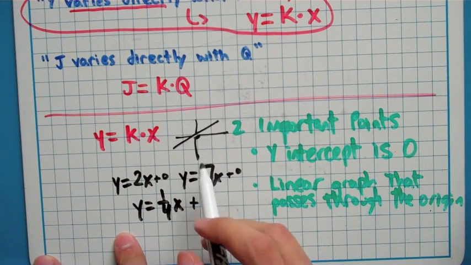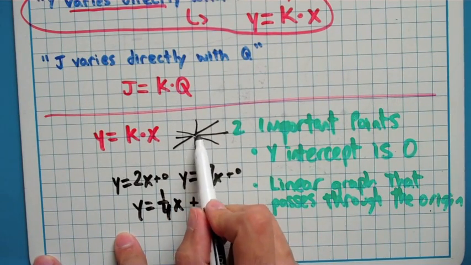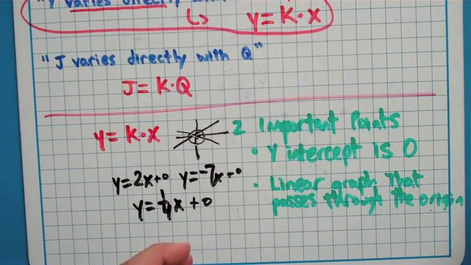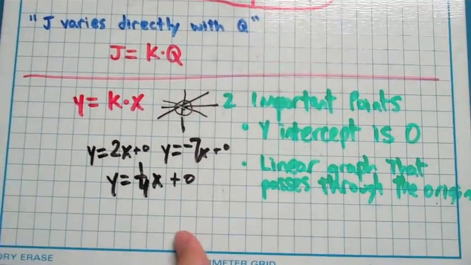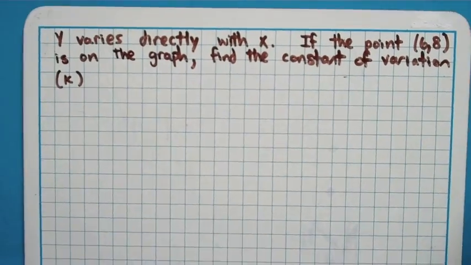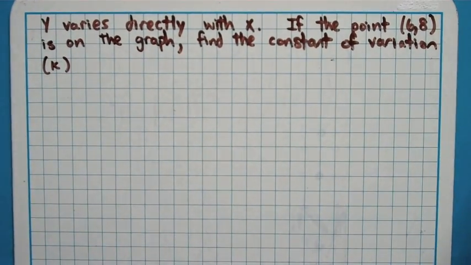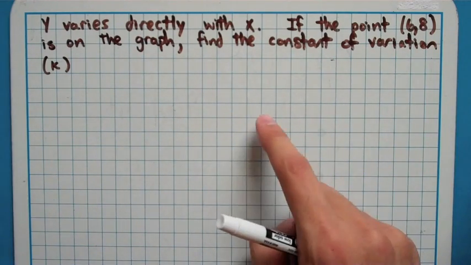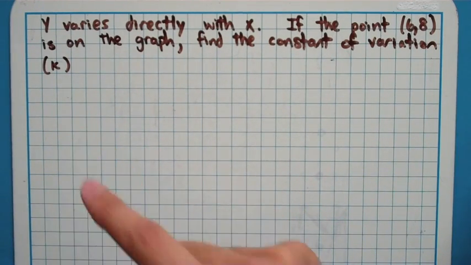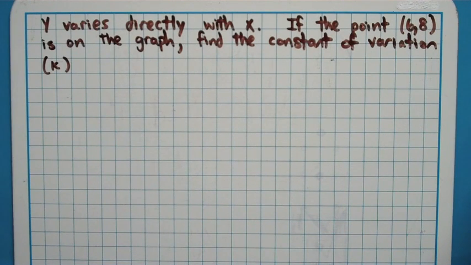So if you're looking at a graph, the way you can tell it's direct variation is if it goes through the origin. That's kind of the big thing there. So I want to wrap up this section with just one practice problem. If you're given some information like right here, let's say we know y varies directly with x, and they give us a point on the graph. We want to figure out the constant of variation, or in other words, we want to find k.